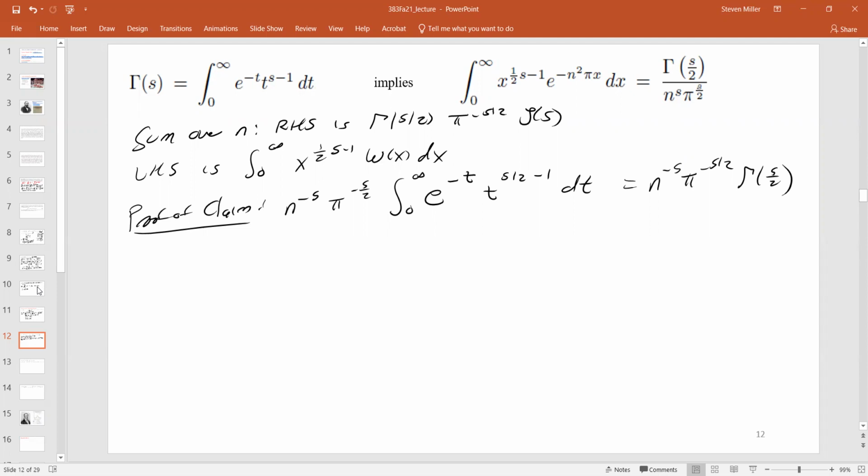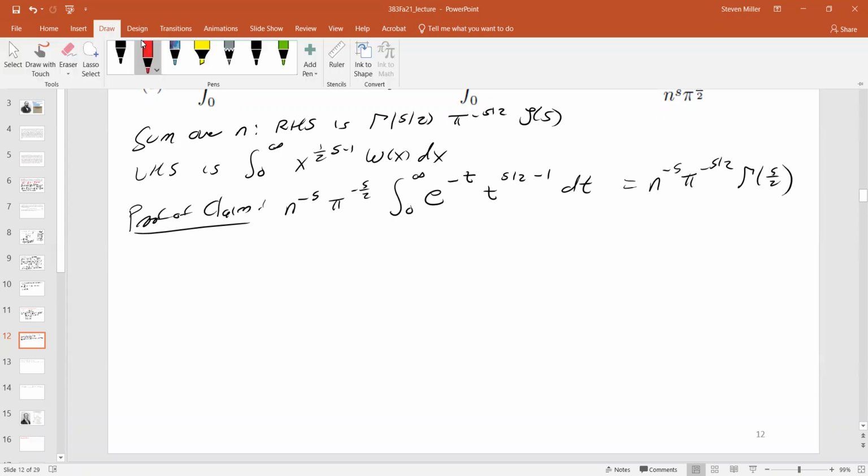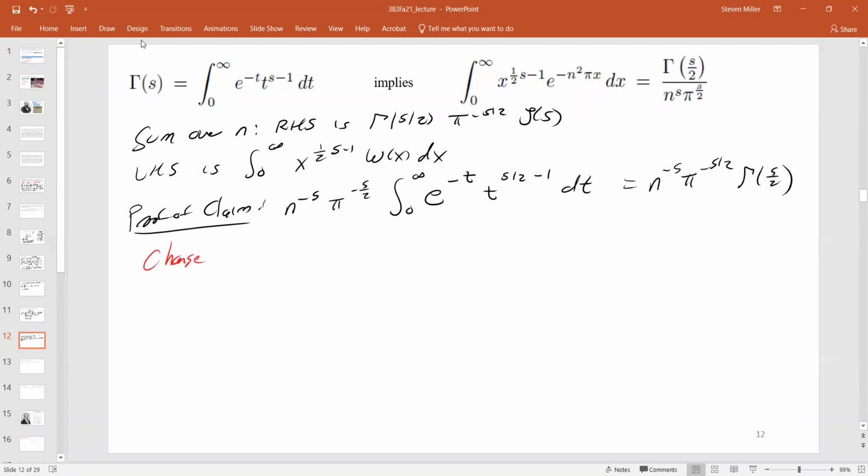And now we use the fact that we have a huge hint screaming at us, right? We're trying to show that this equals the integral of x to the 1/2 s minus 1 e to the negative n squared pi x. Which term do you think is going to be the easiest to match? I'm going to change variables. Maybe send e to the minus t to e to the negative n squared pi x, right?